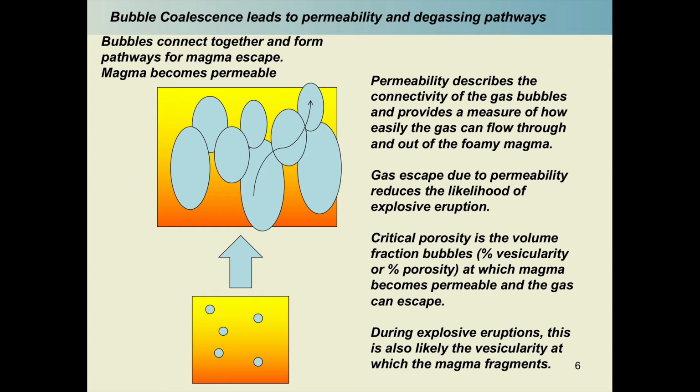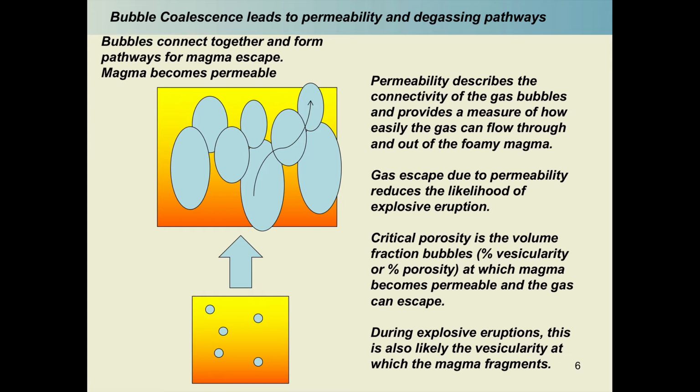And if you have this happening when magma is rising really slowly, you might actually get rid of all the gas. The volcano basically loses steam before it can build up big overpressures and explode. Permeability describes the connectivity of gas bubbles, and it provides a measure of how easily the gas can actually flow through that foamy magma. If you can get gas escape to go easily during permeability development, when the magma becomes permeable, then it reduces the likelihood of an explosive eruption.